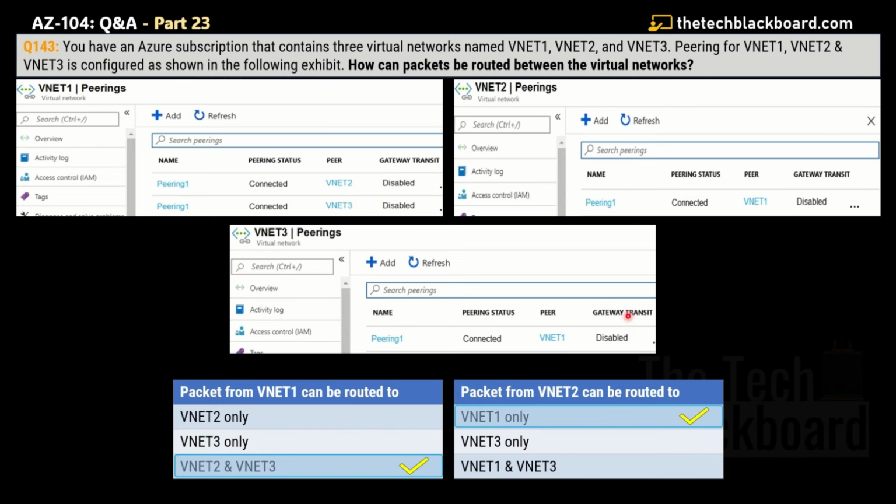And as you can see in the question, there is no mention of the VPN gateway. All that matters is the peering between the virtual networks, and that is why VNet 1 is peered with VNet 2 and VNet 3. So that's why the packets are routed from VNet 1 to VNet 2 and VNet 3. And of course, for the similar reason, the packets from the VNet 2 can only travel to VNet 1.